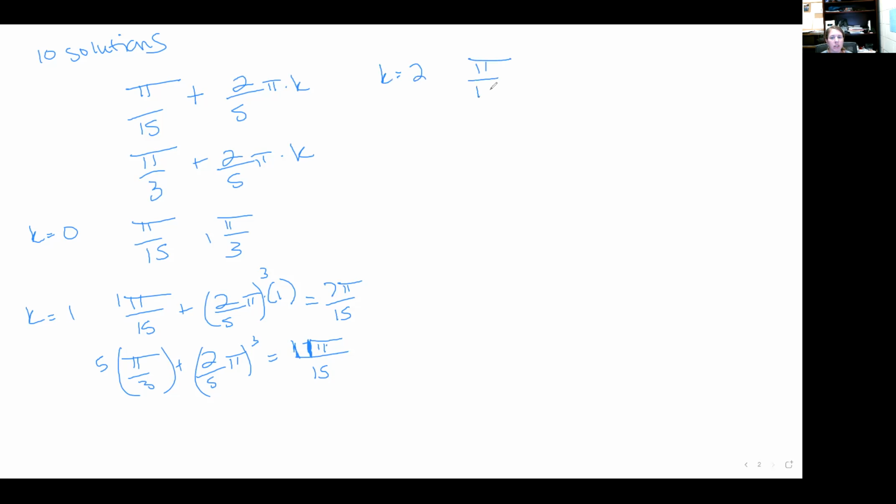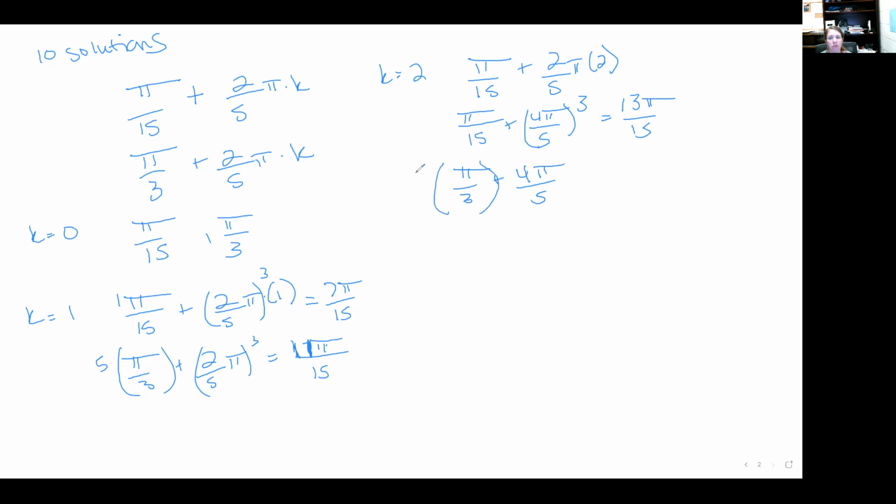So do pi over 15 plus 2 over 5 pi times 2, which would be 4 pi. So you're adding 15 pi over 15 plus 4 pi over 5, and we would multiply this by 3, which would make 12 pi plus 1, which is 13 pi. And then we would do pi over 3 plus 4 pi over 5. And again, we would have to multiply this by 5 and this by 3. And that's going to be 5 pi plus 12, which makes 17 pi over 15.